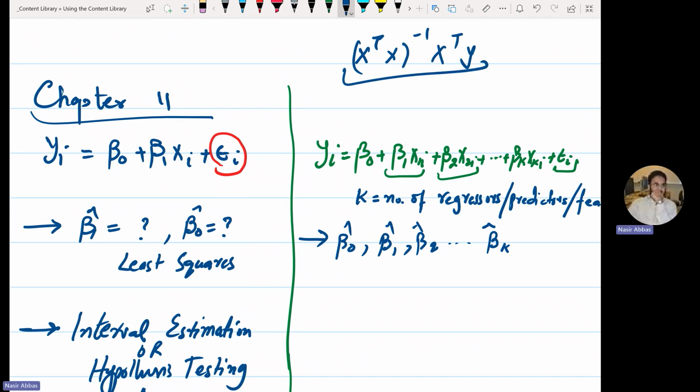You wrote down this model in the matrix notation, and then you estimated the model in the matrix notation, X transpose X whole inverse. I don't know if you remember it or not, but this was the formula you used.